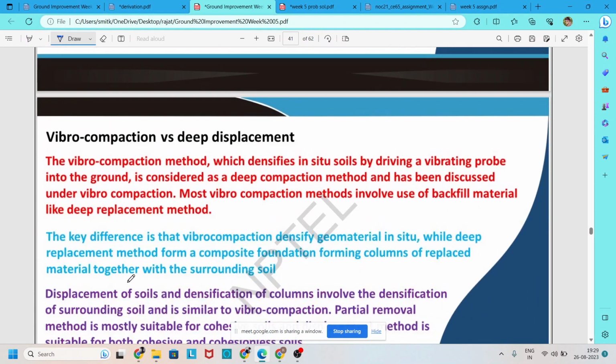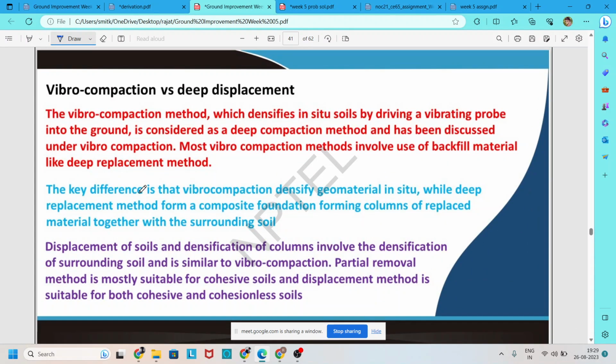Moving to the next slide, here we discuss vibrocompaction versus deep replacement. What is the difference between these techniques, which are quite similar to each other? Here we say the vibrocompaction method, which densifies in situ soil by driving a vibrating probe into the ground, is considered a deep compaction method and has been discussed under vibrocompaction. Most vibrocompaction methods involve use of backfill material like the deep replacement method. So it is quite similar to the deep replacement method.